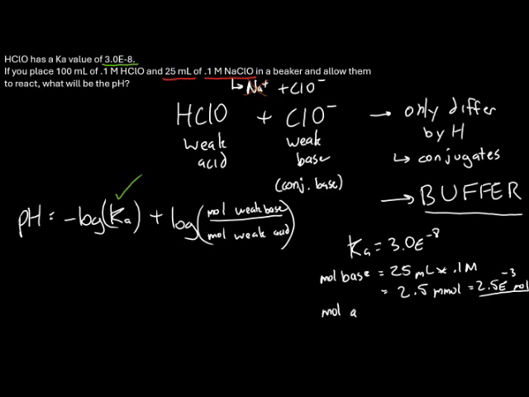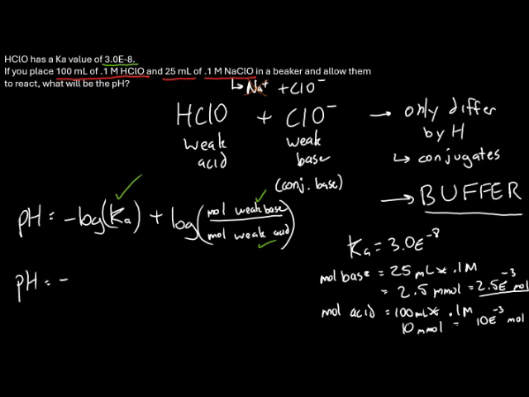To get our moles of acid, notice that we do have 100 milliliters and 0.1 molarity of HClO. This will give us 10 millimoles. If we want to change this to scientific notation, we can write 10 E negative third moles. While this is not proper scientific notation, you'll see how this works in a moment. We'll check off our weak base and weak acid, and let's put the numbers into this equation.